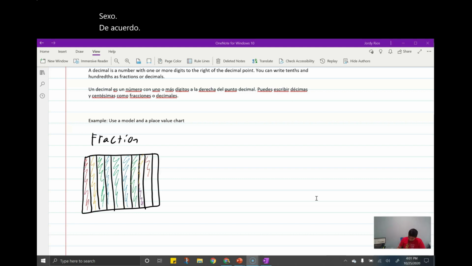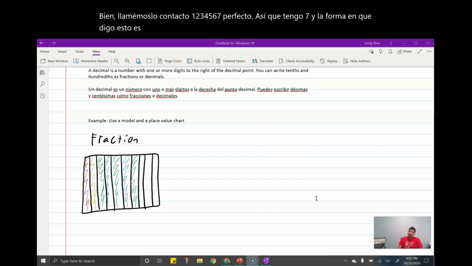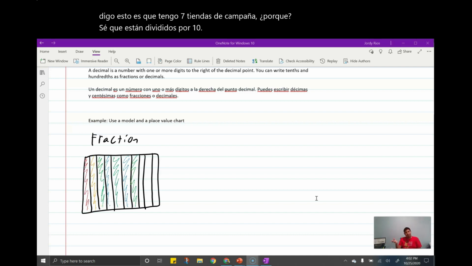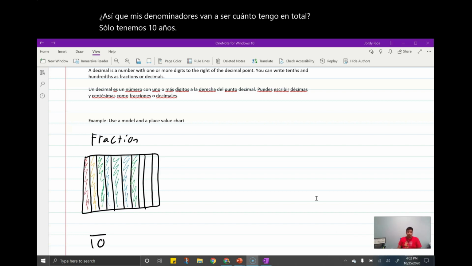Oops, I'm missing that. Okay, let's go ahead and count that. 1, 2, 3, 4, 5, 6, 7. Perfect. So I have 7. And the way I say this is I have 7 tenths, right? Because I noticed that they're divided by 10 and I'm shaded in 7, okay? So my denominator is going to be how much I have in total, which is 10, and my numerator is going to tell me how much I have shaded in, okay? 7 tenths. Just like how I'm saying it, okay?